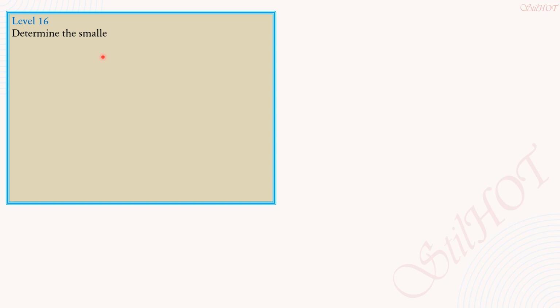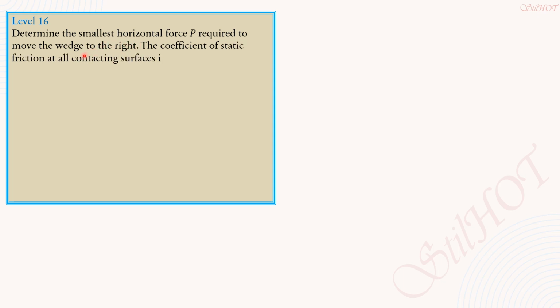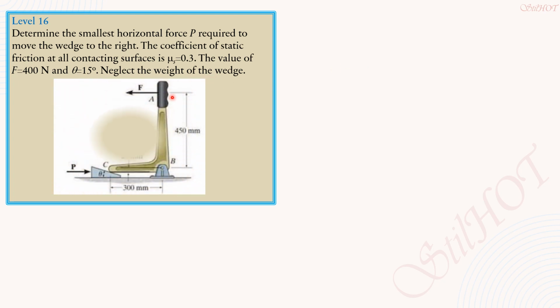Level 16 on friction on wedges. Determine the smallest horizontal force P required to move the wedge to the right. The coefficient of static friction at all contacting surfaces is mu sub s equals 0.3. The value of F is 400 newtons and theta is 15 degrees. Neglect the weight of the wedge. So here is the given figure.